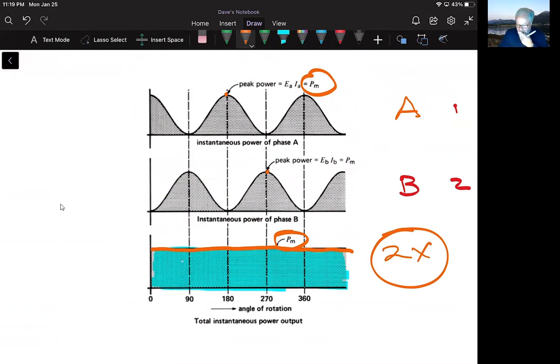And excuse me, when I say cost, I mean complexity, added expense too. Also, you wouldn't have to change the size of this generator. You could use that same stator, and you just add an extra coil in there. Okay, so now we've built the two-phase generator. We've looked at the output. We've doubled the power of this generator by adding a single coil to it.